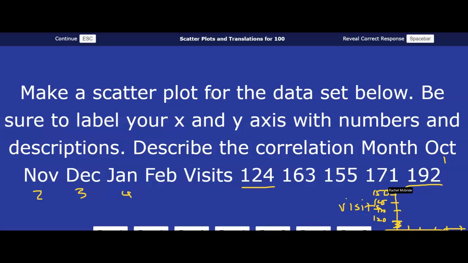And then after you set up your axes, you plot your dots. So 1 would be at 124, 2 is at 163, 3 comes back to 155, 4 goes up to 170, and 5 goes up to 192. It says describe the correlation. So can anybody describe that correlation for me? The correlation is described in 2 ways. Okay, Nick.